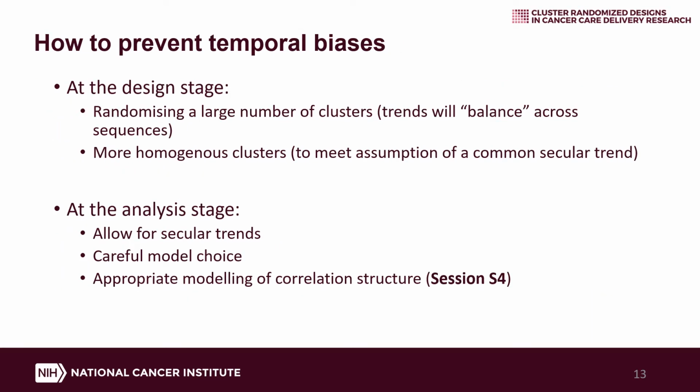So how can we prevent these temporal biases? Well, at the design stage, if we randomize a large number of clusters, the different trends will probably balance across the sequences. We can also think about including more homogeneous clusters to meet the assumption of a common secular trend. At the analysis stage, we have to allow for secular trends. We have to think carefully about the model choice. We also have to appropriately model the correlation structures. I've just put that on here as a reminder that correlation structures are more complicated here. But failing to model the correlation structure properly usually doesn't give us a biased estimate of the treatment effect, just biased estimates of the standard errors.